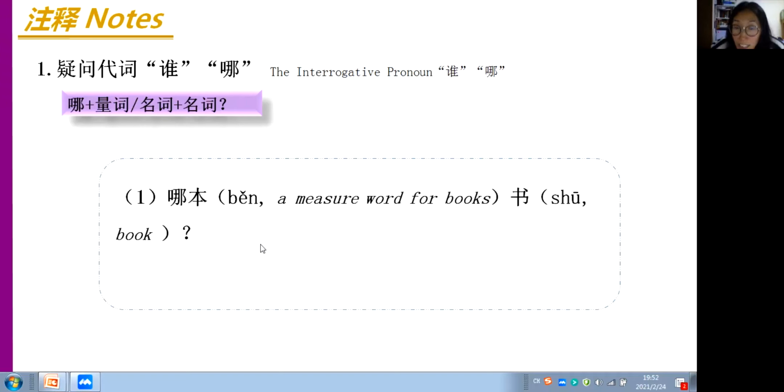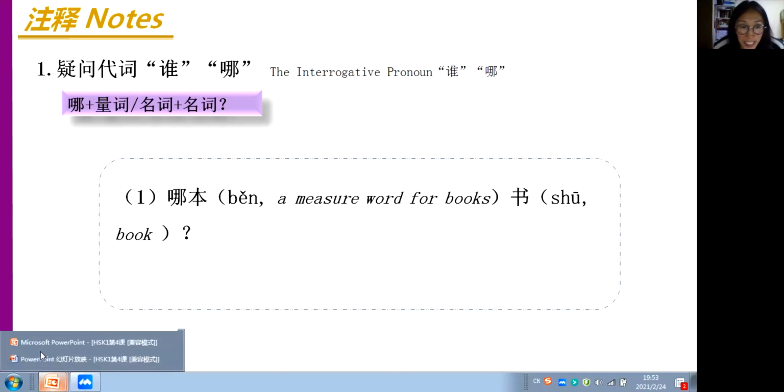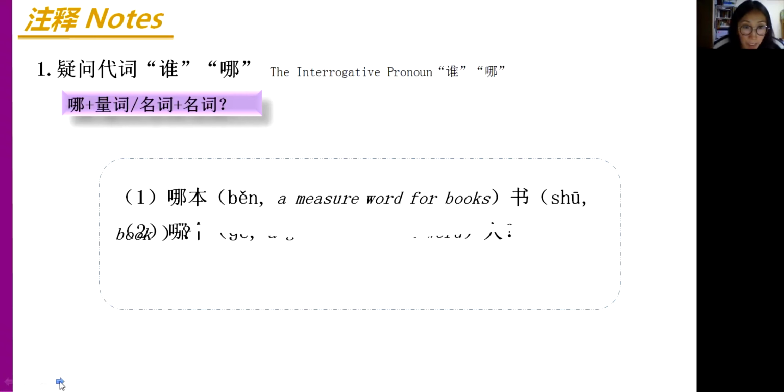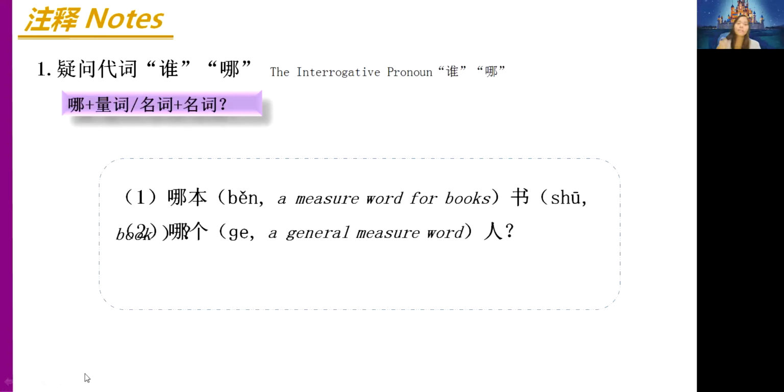And we can say 哪个人? 哪条船? Which boat? Oh, 条 for 船. Yes, 条 for 船. 哪条船? 哪条轮船? 轮船. So, 哪 means which. 哪个人? 哪个人, for almost everything. 你是哪国人?